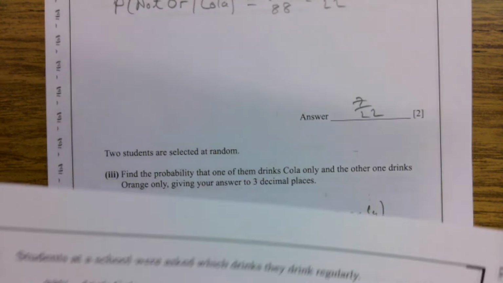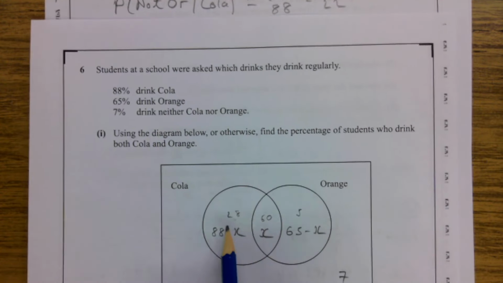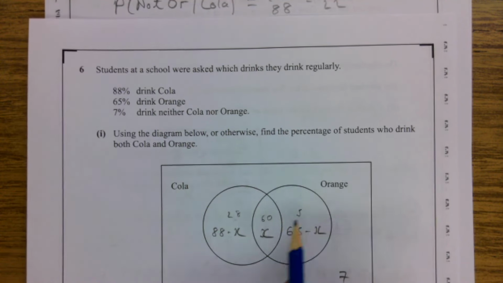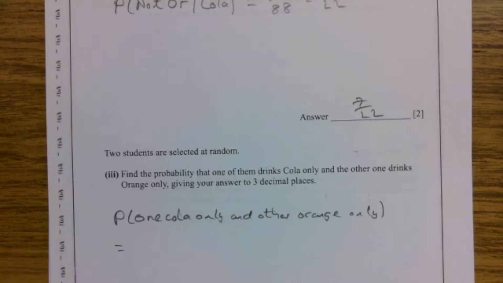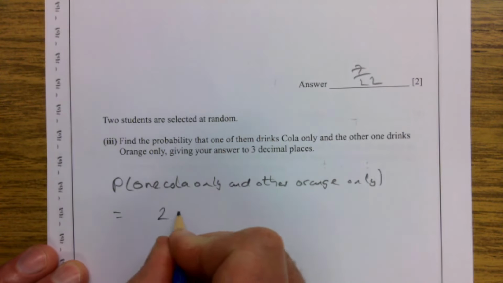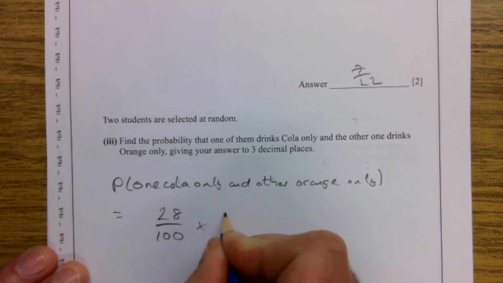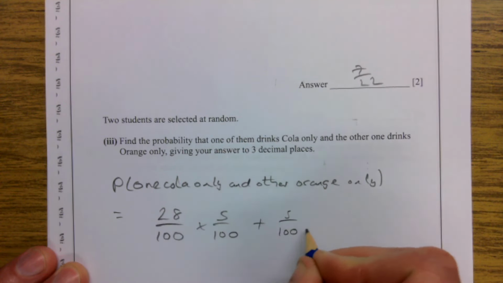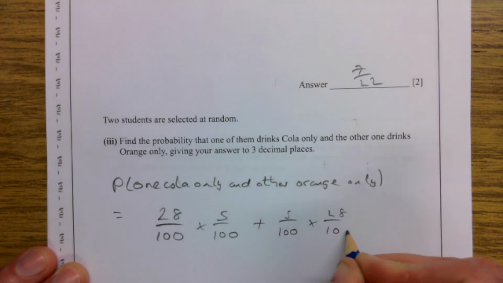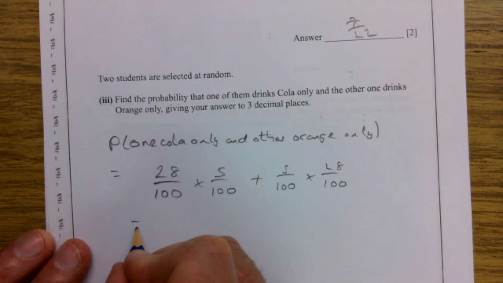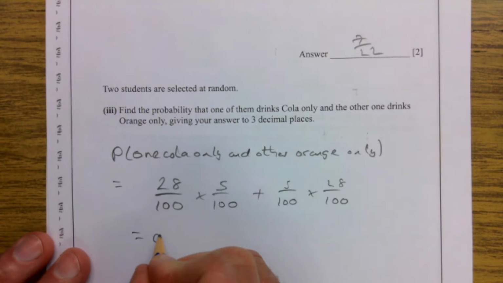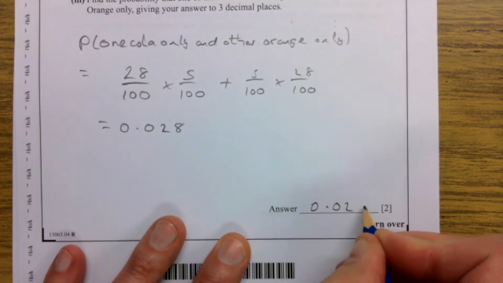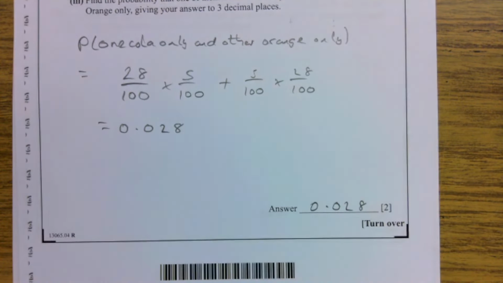Drinking cola only is gonna be 28 over 100, orange only 5 over 100, or the other way around. So it's just kind of that times 2 effectively. So it's 28 over 100 times 5 over 100 plus the same thing again, 5 over 100 times 28 over 100, and that gives you as a decimal, to 3 decimal places, 0.028. So that's our answer for that.